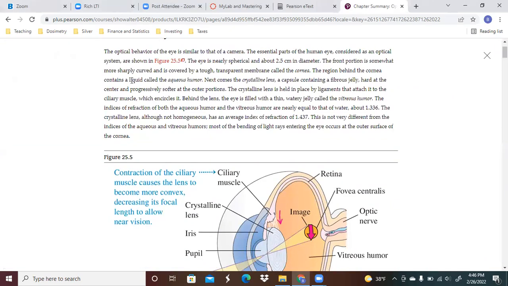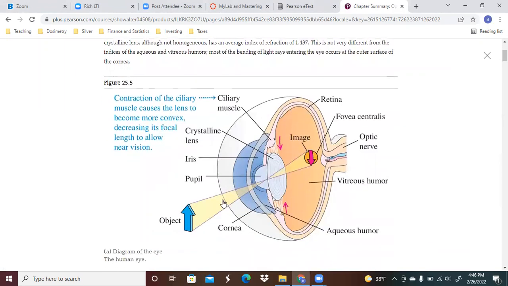So the essential parts of the human eye, considered as an optical system, are presented here. Have an object out here. It comes through the pupil, the iris that surrounds the pupil, and it hits this crystalline lens. And you can see the ciliary muscle here trying to adjust the lens itself. And so if there's a contraction of that ciliary muscle, it causes the lens to become more convex, decreasing its focal length to allow for near vision.